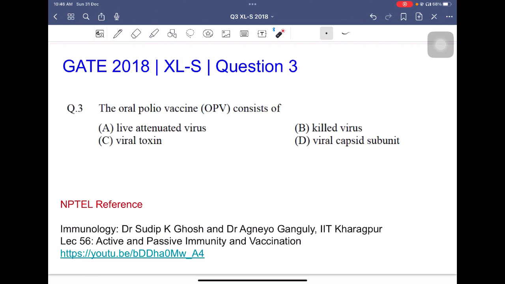We are discussing this question from GATE Examination 2018, paper XLS, question number 3. The question states: the oral polio vaccine, OPV, consists of A. Live attenuated virus, B. Killed virus, C. Viral toxin, and D. Viral capsid subunit.